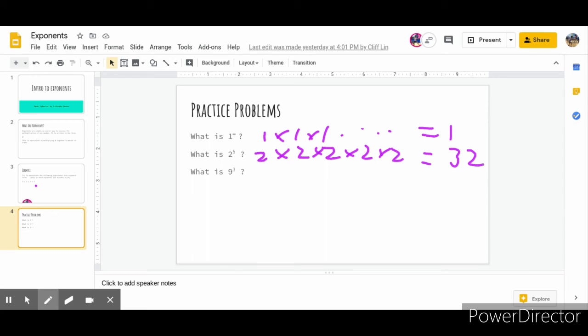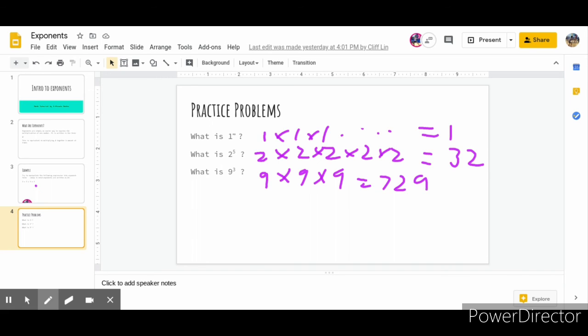Now what is 9 to the 3rd power? Same thing, since it's to the 3rd power, we multiply 9 together 3 times. So we have 9 times 9 times 9. 9 times 9 is 81. 81 times 9 is 729. So this is a pretty brief and easy introduction to exponents.